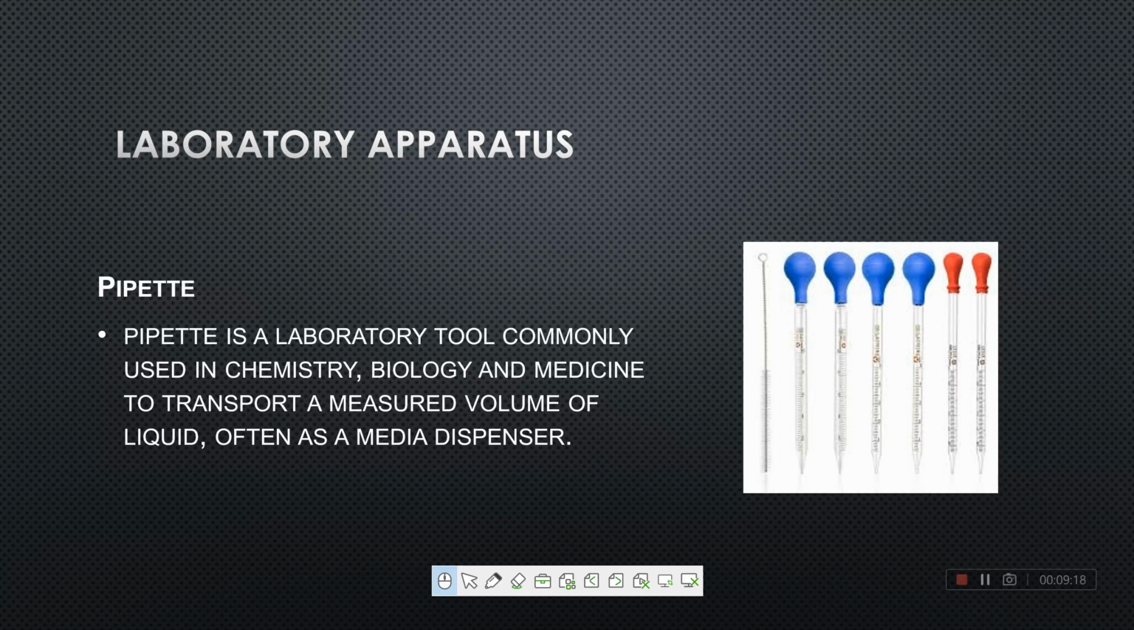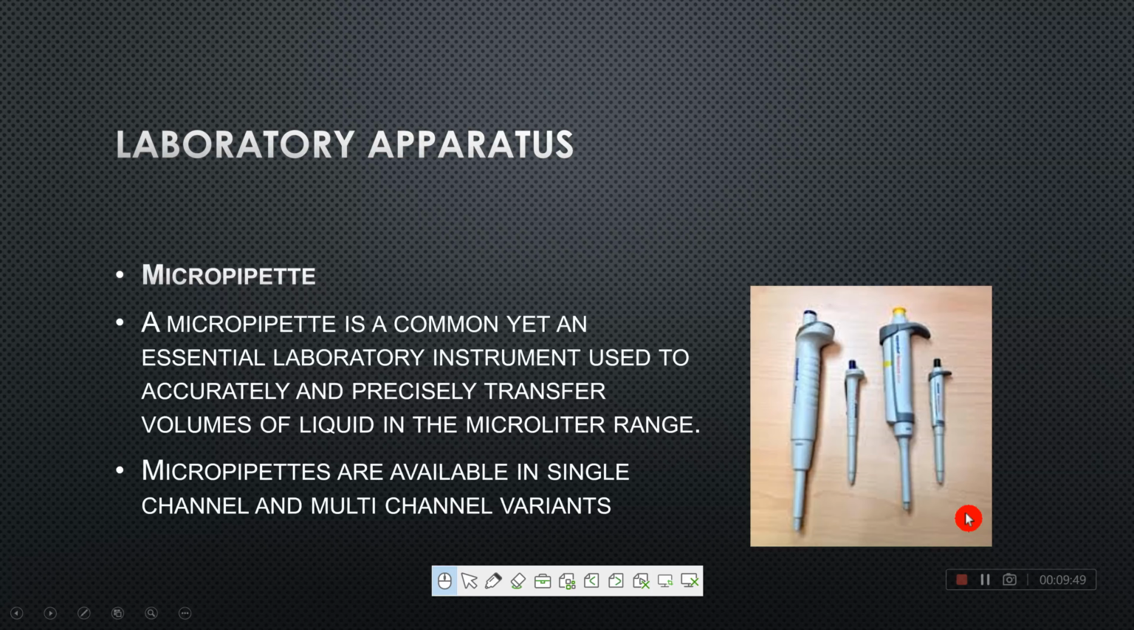Now the next one you can see in the picture is the pipette. A pipette is a laboratory tool commonly used in chemistry, biology and medicine to transport a measured volume of liquid, often as a media dispenser also. Alright, so glass pipettes or plastic pipettes are also available nowadays. These are the pipettes which are used to measure a small volume of liquid that has to be transferred. So a pipette is used for transferring a small volume of liquid.